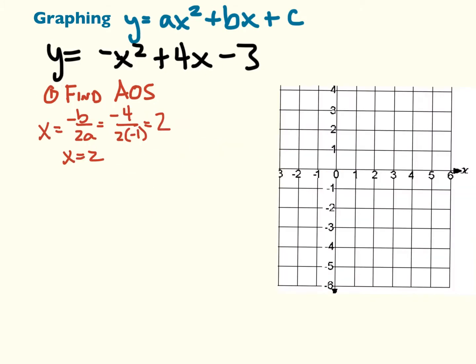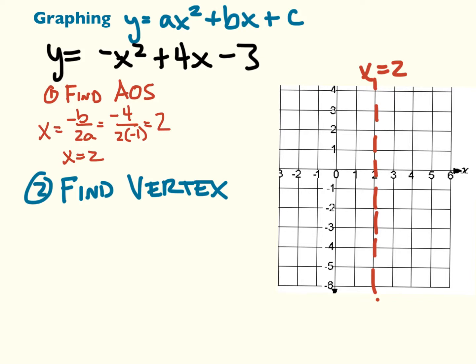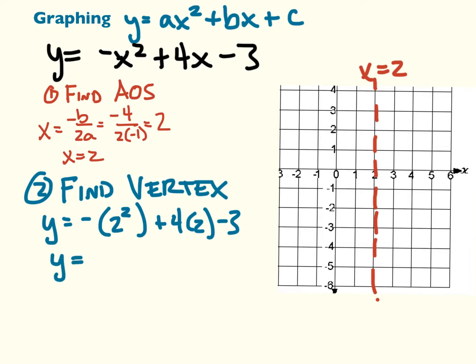All right, so the first thing I'm going to do is plot my axis of symmetry right along the line x equals 2. Now I need to find the vertex. And to find the vertex, I'm just going to plug this x value right back in to solve for y. So y equals negative 2 squared plus 4 times 2 minus 3. And this gives me a y value of 1. So my vertex is at the point 2, 1. And we'll plot that point.